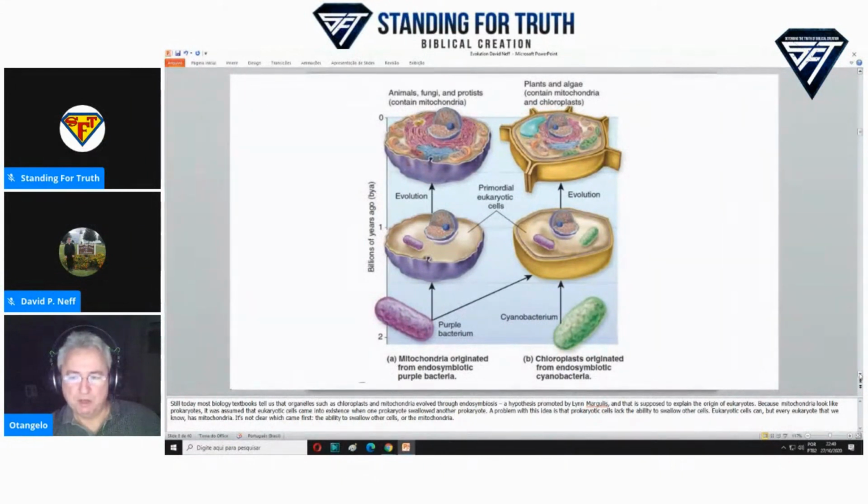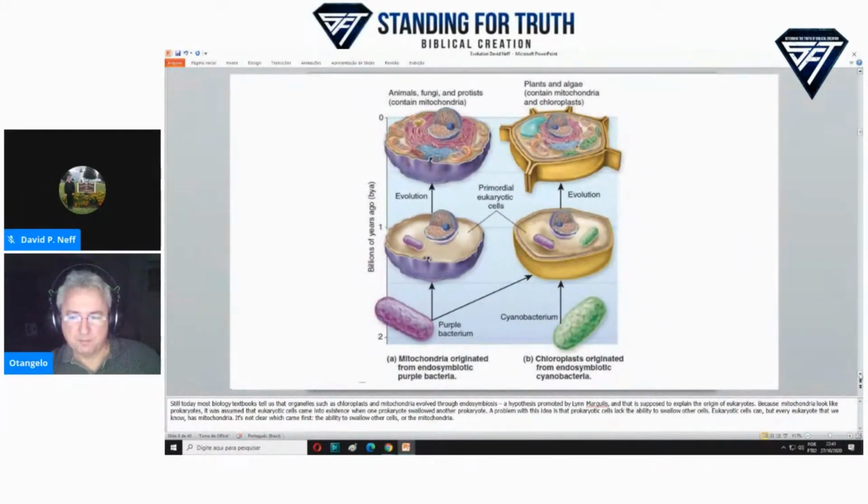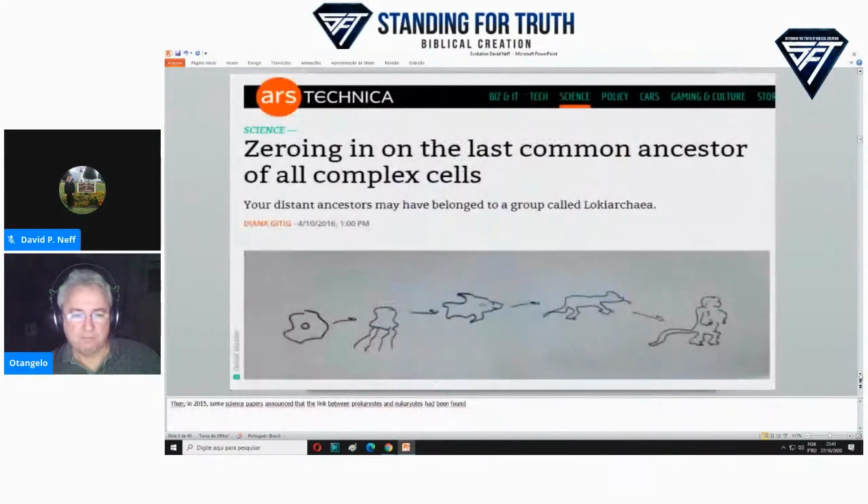Because mitochondria look like prokaryotes, it was assumed that eukaryotic cells came into existence when one prokaryote swallowed another prokaryote. A problem with this idea is that prokaryotic cells lack the ability to swallow other cells. Eukaryotic cells can, but every eukaryote that we know has mitochondria. It's not clear which came first, the ability to swallow other cells or the mitochondria.